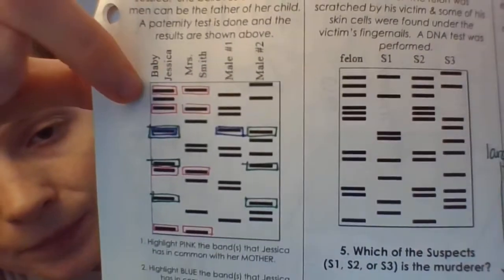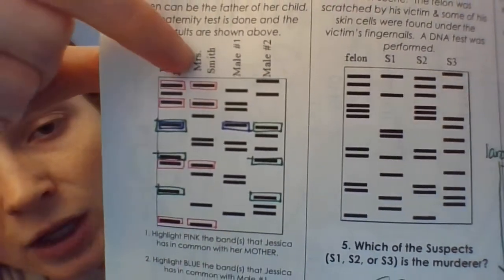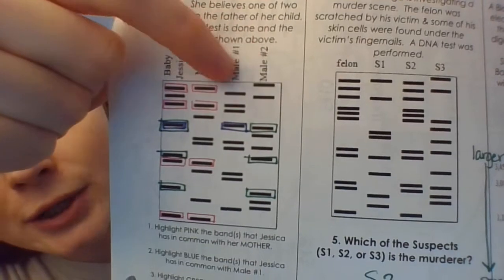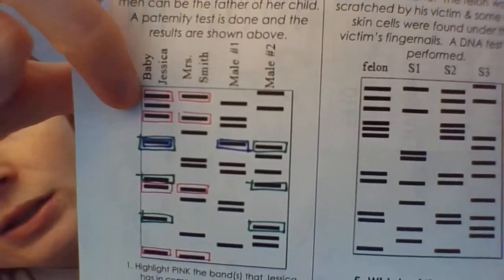Okay, with paternity tests, you do not want exact matches. You have to make sure that the child's band comes from either the mom or the dad. If none of the bands come from the mom, that's saying the mom isn't the mother. If none of the bands come from the dad, that's saying the dad is not the father. So we're right here. If you look at baby Jessica, her first band, this is the known parent. So this we know is her parent. We're trying to figure out which of these two are also her parent. So baby Jessica's right here.